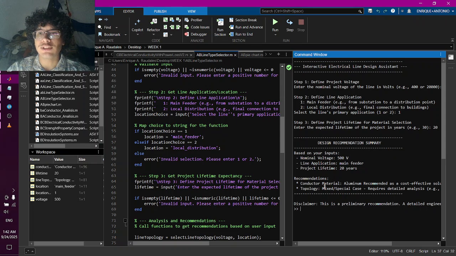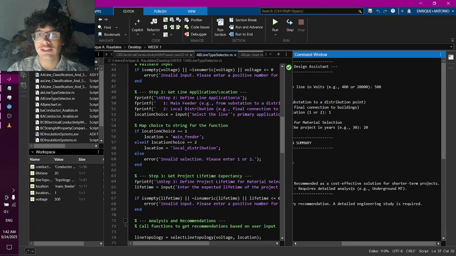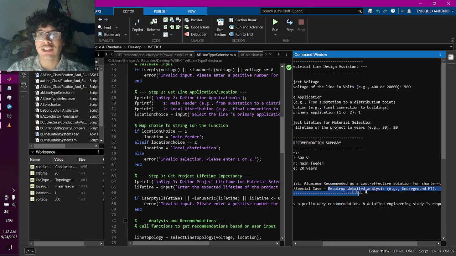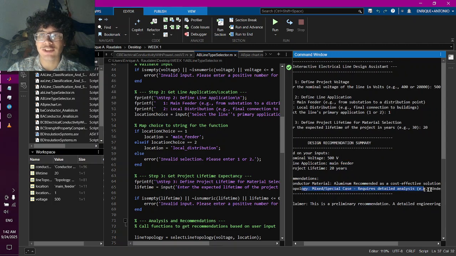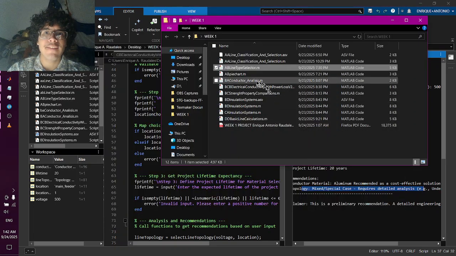it will counsel us to use aluminum as it is cost effective, and we only want it to be around for 20 years, so it can easily be replaced. And it recommends a mixed special case. This is the catch-all case. And then it also says that it requires a detailed analysis. So I suppose that main feeder lines aren't usually designed to last only 20 years. So this is a case that requires special attention.